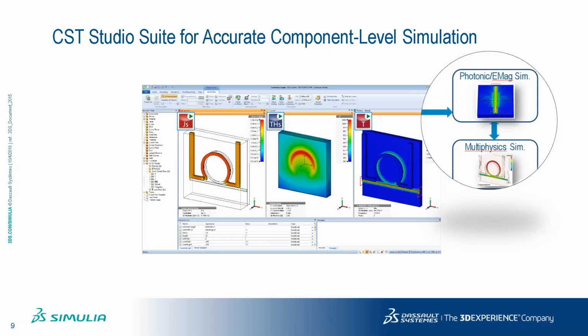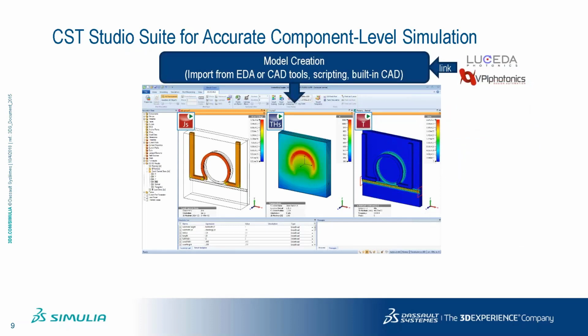So where's CST and where's the CST Studio Suite in this context? You can see here in the center, I just put a screenshot there of CST Studio Suite, and on the right you can see that we're clearly located in the Photonic and EM and the multiphysics simulation boxes. And the way this works and how it connects to the whole workflow is basically you would create a model, and the model is exactly what you see on the screen here. This example shows a ring resonator with a heating coil on top.